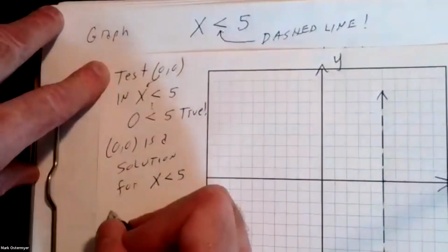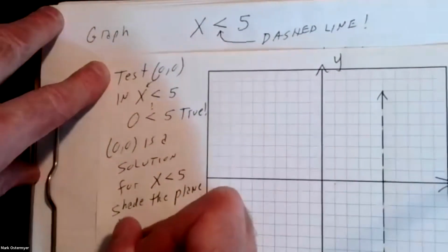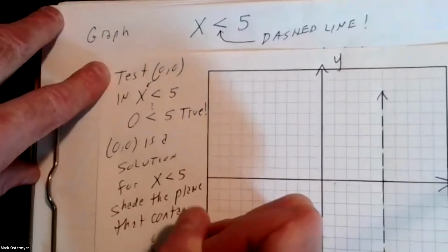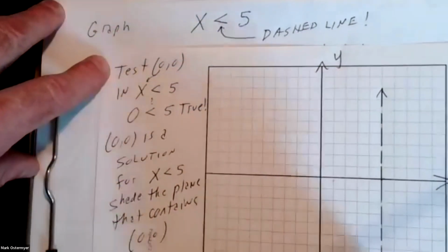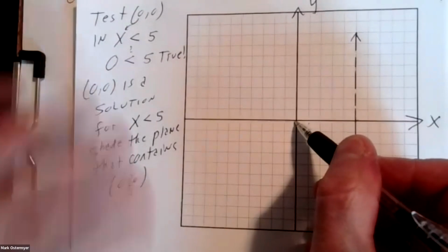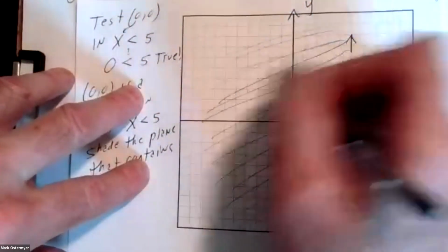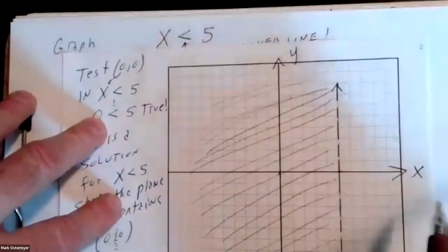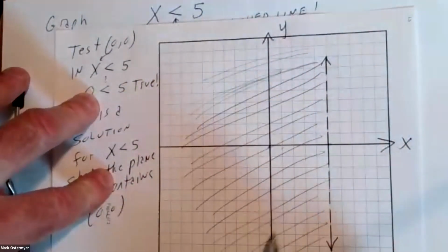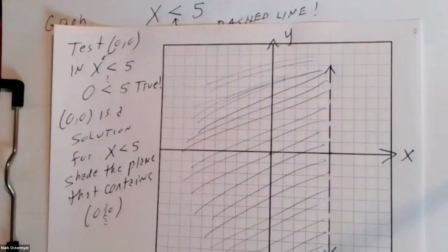So being the case, since it's a solution, we shade the plane that contains 0, 0, which means we have to shade not to the right, but the plane that contains 0, 0, which we found was a solution of the inequality. We shade to the left. And ladies and gentlemen, you are looking at the graph of all ordered pairs that satisfy the inequality x is less than 5. Any point that lies to the left of this vertical dashed line is a solution to this inequality. Any questions how we did that problem?